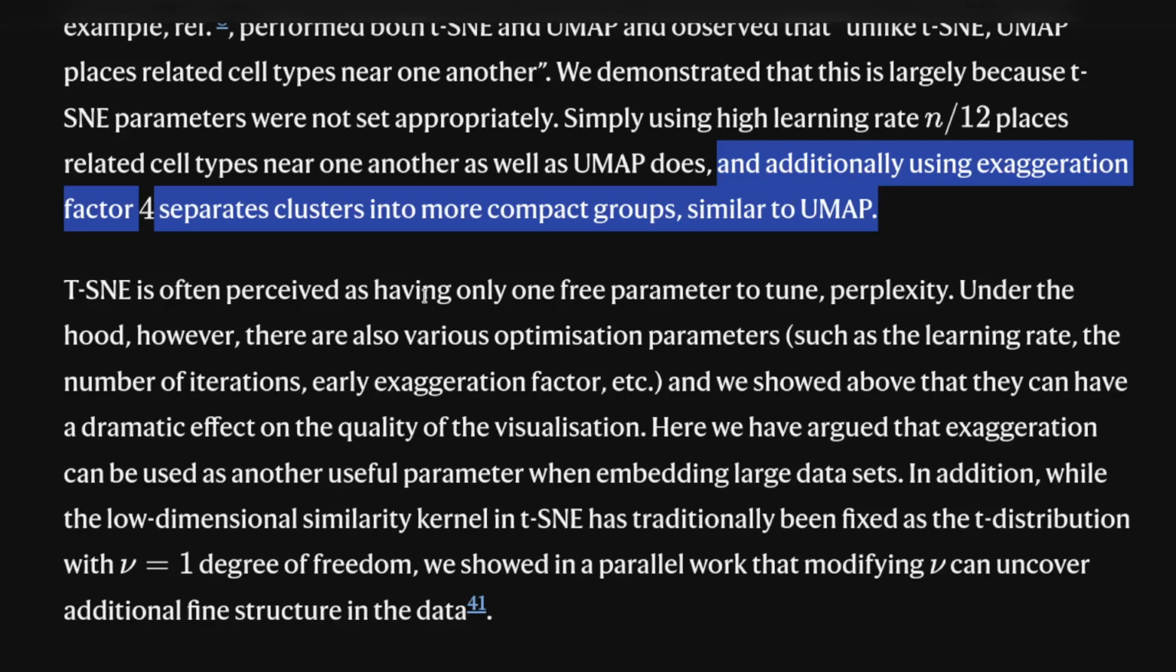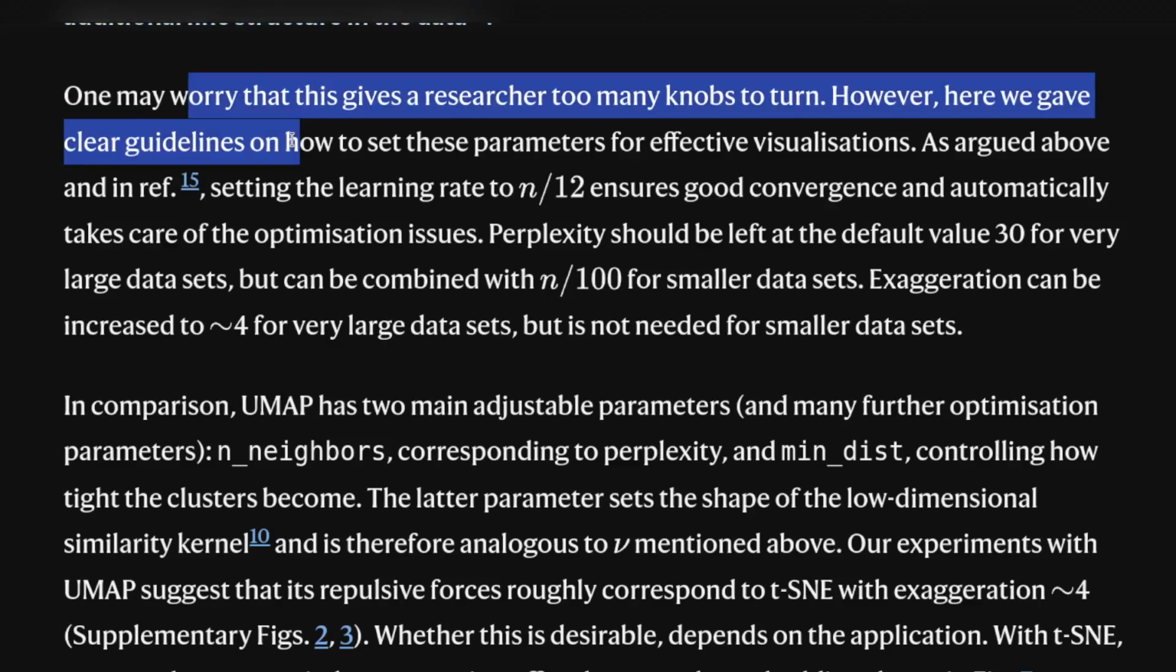t-SNE is often perceived as having only one free parameter to tune, perplexity. Under the hood, however, there are also various optimization parameters, such as the learning rate, the number of iterations, early exaggeration factor, etc., and we showed above that they can have a dramatic effect on the quality of the visualization. Here we have argued that exaggeration can be used as another useful parameter when embedding large datasets. In addition, while the low-dimensional similarity kernel in t-SNE has traditionally been fixed as the t-distribution, we showed in a parallel work that modifying the width degree of freedom can uncover additional fine structure in the data 41.